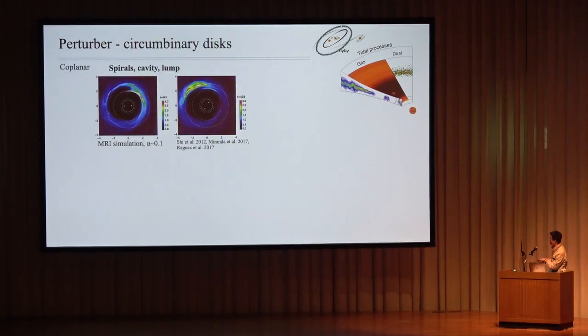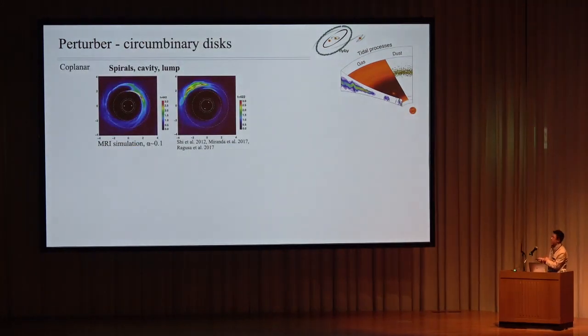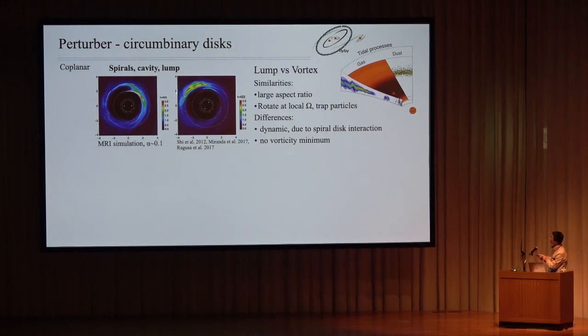So this is the binary disks. You have a binary star at the center. The binary star will perturb the disk, produce all these features. And then you will generate this lump at the inner cavity edge. And this lump is very similar to a vortex. It has a large aspect ratio. It co-rotates at a local frequency, and they can trap dust particles. But there are some differences, like they are very dynamical. There is no vorticity minimum.